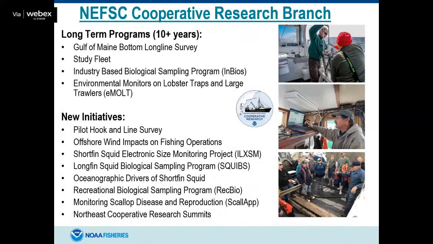Next page, please. Okay, so the cooperative research branch, as KB just described, has four long-term projects that have been running for 10 years. These are research programs that are addressing long-term research and data needs. Those include our Gulf of Maine Bottom Longline Survey, the Study Fleet, our industry-based biological sampling program, and the Environmental Monitors on Lobster Traps and Large Trawlers program, or EMOLT. I am not going to go through each of those programs today. They are large and complex and very important, but rather today I want to focus on our new initiatives.